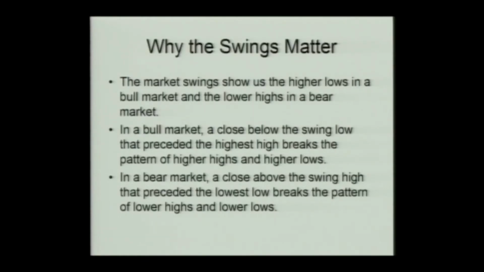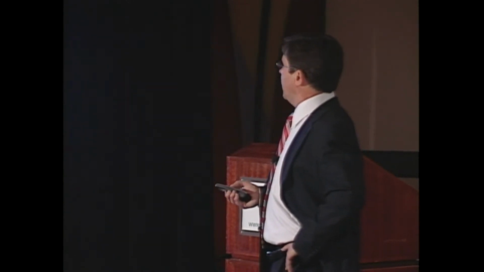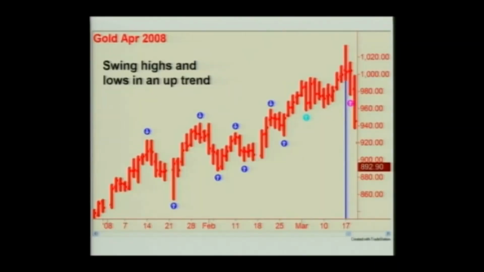And why the swings matter? Well, the swings show us the trend. They show us the higher lows in a bull market and lower highs in a bear market. In a bull market, a close below the swing low that preceded the highest high breaks the pattern of higher highs and higher lows. In a bear market, a close above the swing high that preceded the lowest low breaks the pattern of lower highs and lower lows. And here we're going to look at some examples.